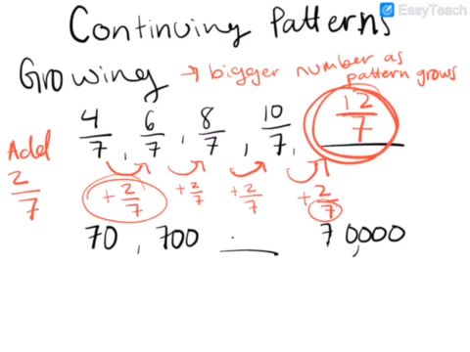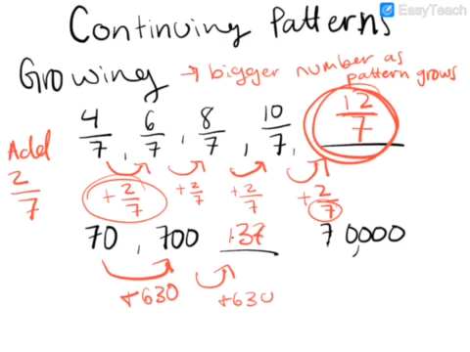This one, I'm going to try the same thing. Okay, so 70, how do I get here? I can add 630. Then I guess I could add 630 to get 1,030, and then I can... Okay, so right now I'm guessing and checking, and that doesn't make sense. Because that doesn't make sense, I'm going to erase that, and I'm going to go back and try to find a pattern that does make sense.